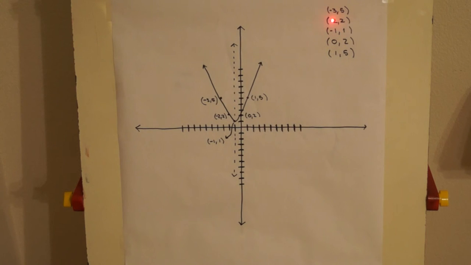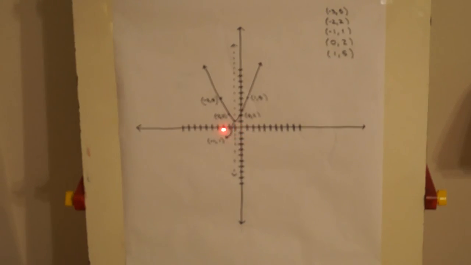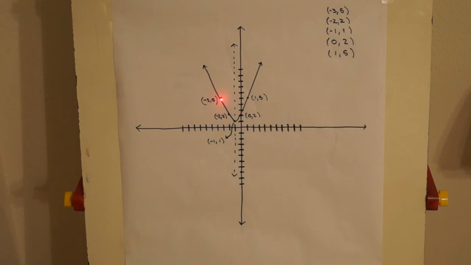Once again, our points are negative 3, 5; negative 2, 2; negative 1, 1; 0, 2; and 1, 5. To graph these out, first we will use negative 3, 5. We will go left 3, up 5. That will be our first point. Next, negative 2, 2: left 2, up 2.